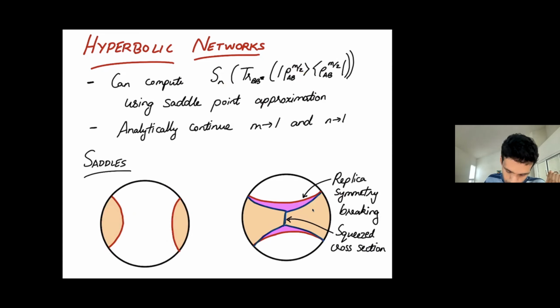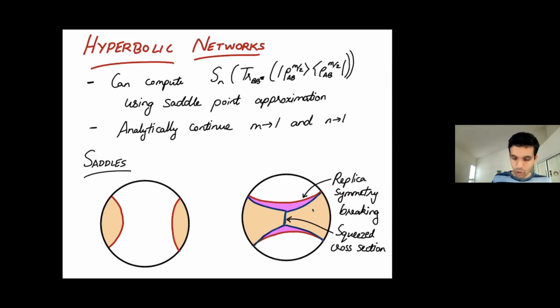In the connected phase, you don't get exactly the cross section. You actually get some sort of a pinched cross section. So you get a structure something like this, where these two domains are split by a pinched cross section. And there's a different saddle which fills in this region, which you can think of as some sort of replica symmetry breaking saddle. And that leads to the squeezing. When we analytically continue m and n to 1, these points move outwards. And as n goes to 1, you end up getting the full cross section as you expect for the reflected entropy. So it's a nice way of understanding the bulk saddles that led to the original proposal.